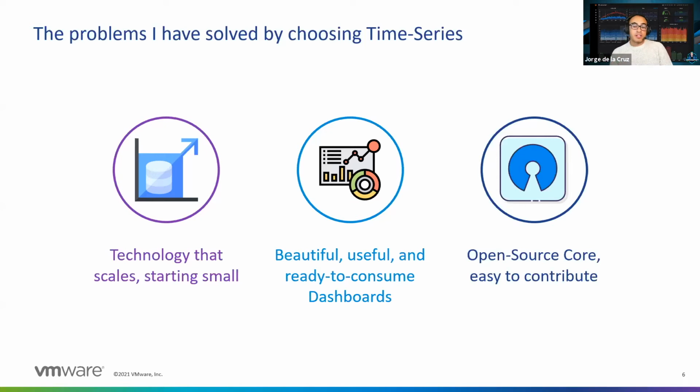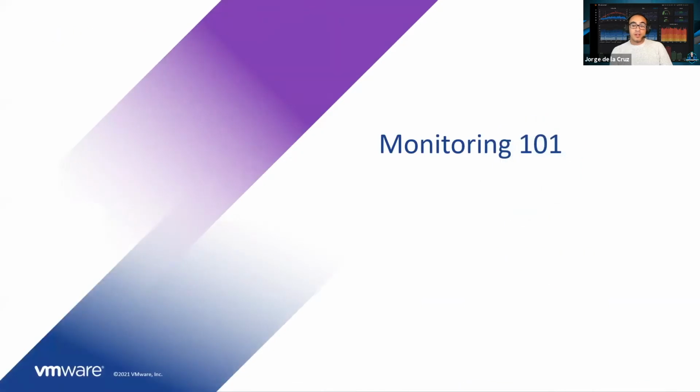So that's another problem I resolved by choosing, in this case, InfluxDB, Grafana, and Telegraf, because all of them are open source, and I created a few issues on GitHub, and they have always been really, really helpful. So I really enjoy that.